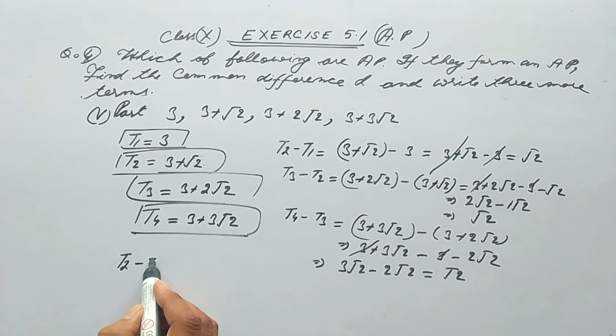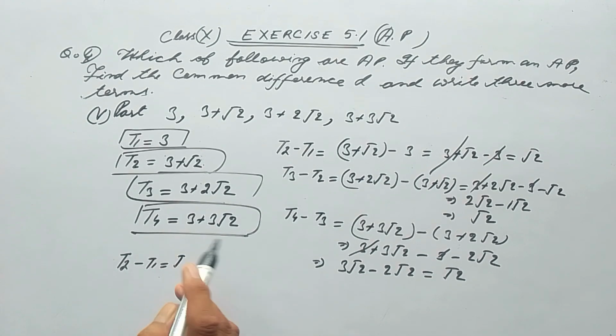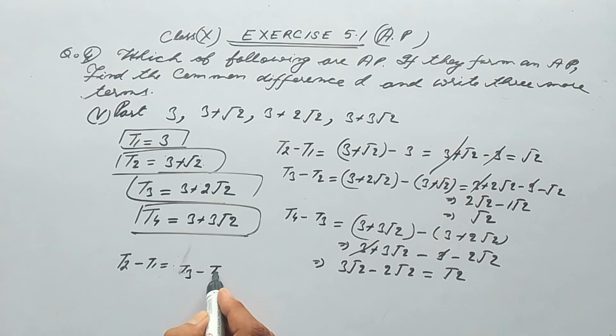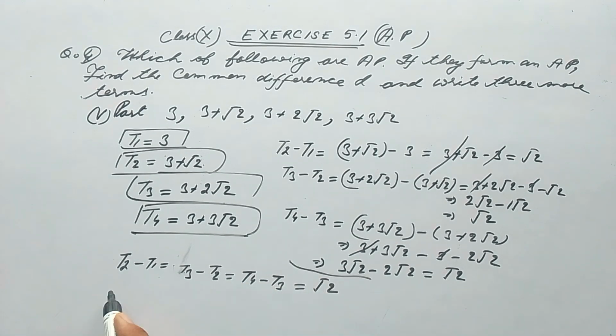T2 minus T1 is equal to T3 minus T2 equal to T4 minus T3 equal to square root of 2. In this case, common difference D equal to square root of 2.